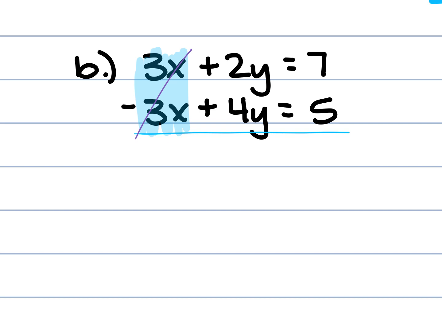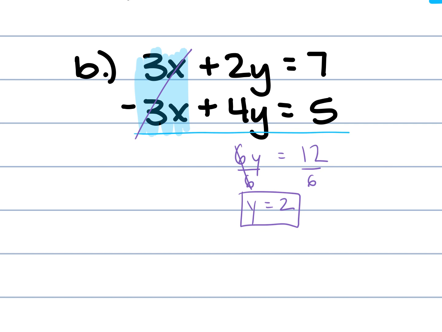Now I'm going to combine my like terms. What's 2y plus 4y? 6y. And then what's 7 plus 5? 12. So now I have my own little equation here. What is 6y is equal to 12? How could I solve that? Perfect. Since 6 is being multiplied to y, I divide both sides by 6. So what would y equal? 2. So that's one answer.